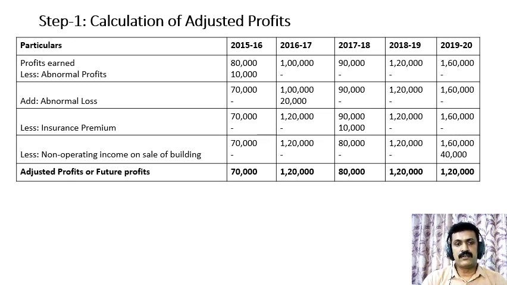And in the third year, we have insurance premium. It is a regular expenditure, therefore we have to deduct it, that is 10,000. So the resulting balance will be 80,000. And then we have a profit on sale of building. It is an abnormal profit, therefore we have to deduct it from the last year, 2019-20, rupees 40,000. And the resulting balances are to be treated as adjusted profits. That is 70,000, 1,20,000, 80,000, 1,20,000 and 1,20,000.